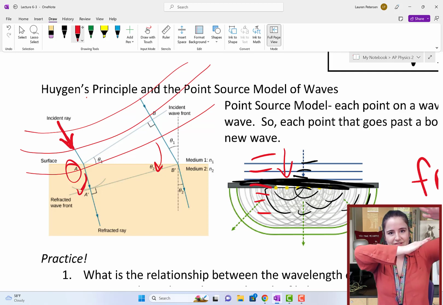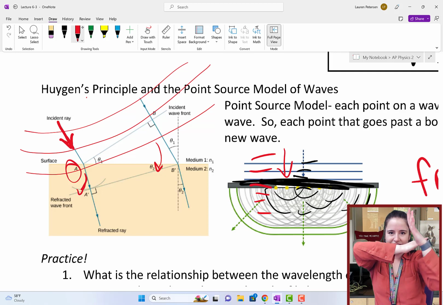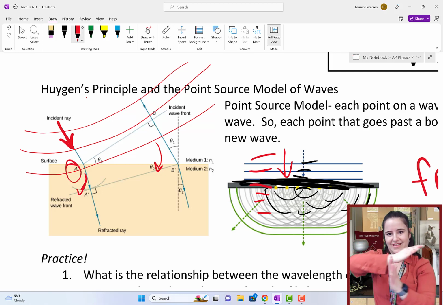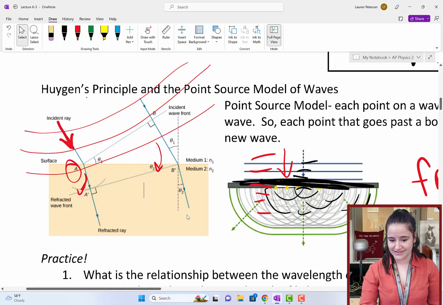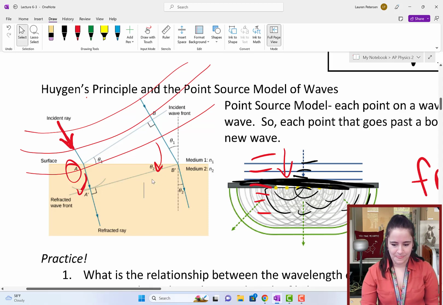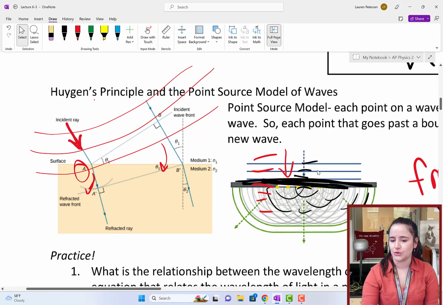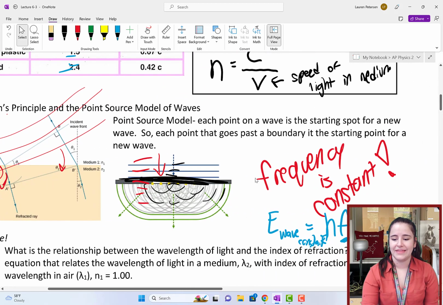And so if you're picturing this wave coming in and then part of it is slowing down, that's what causes it to bend towards that normal line when it is refracted. Okay. And we'll look at that in a simulation in a little bit to just help you visualize it. But that's the main thing.